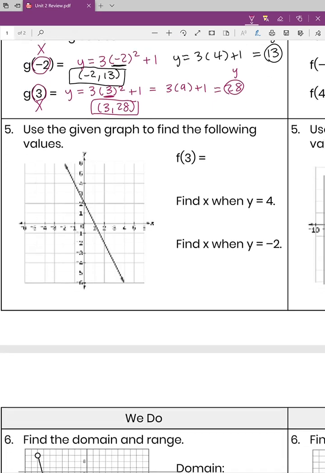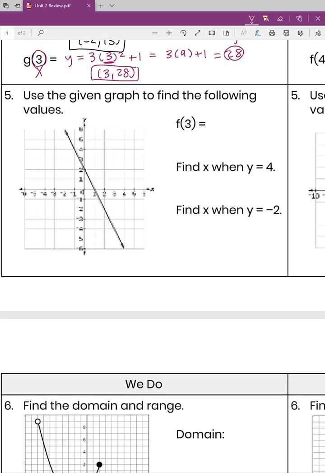Okay, number 5. Number 5 says use the given graph to find the following values. Right here, it wants us to find f of 3. Remember, if the 3 or any number is inside the parentheses, this is an x value. So it gave us x, and we need to find y. So I'm going to go find 3 on the x's, which is right here.